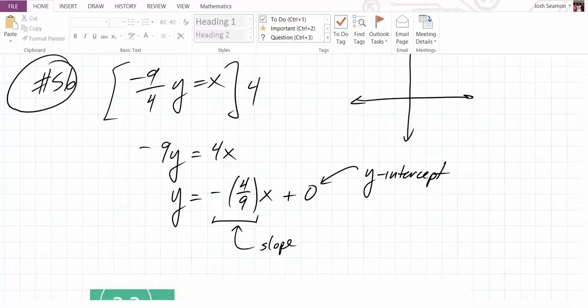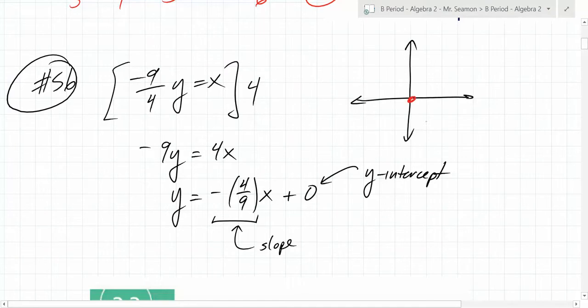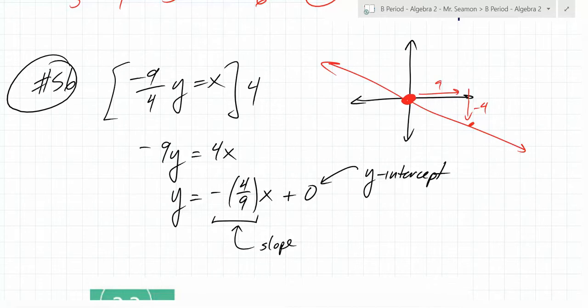Negative 4/9. So we start at the origin, and then we go over 4 and down, something like that. Excuse me, down 4 over 9. It's going to look more like this. Sorry. So we go over 9 and down 4. There it is. And it goes through the origin. Make a big origin there. Does that kind of make sense, Kelly? Yes. So put it in a form that you can recognize and work with. Slope-intercept is good, but do you always have to convert to slope-intercept?